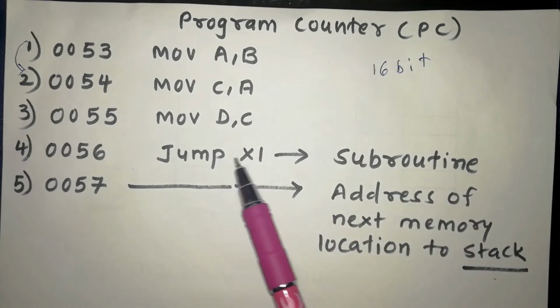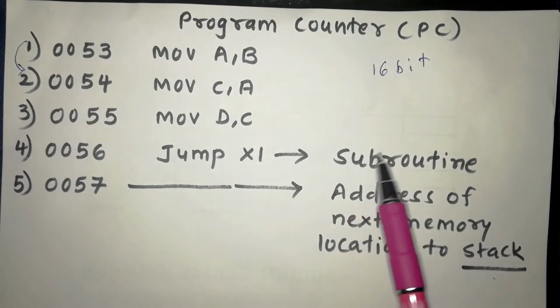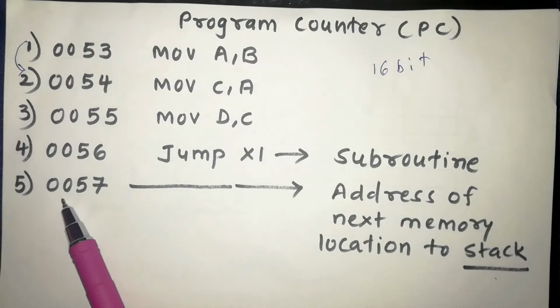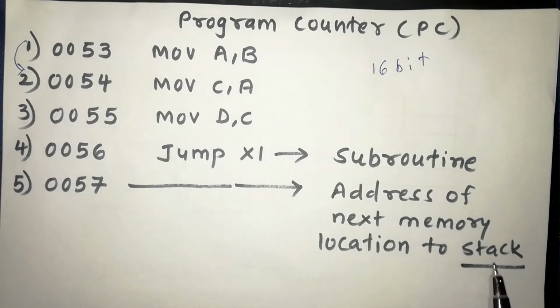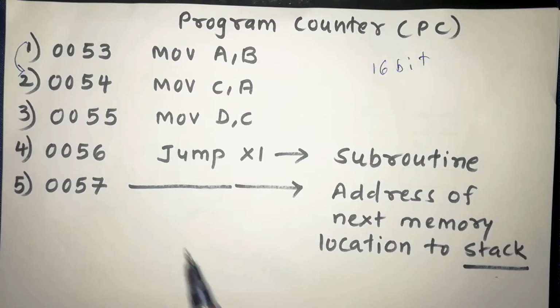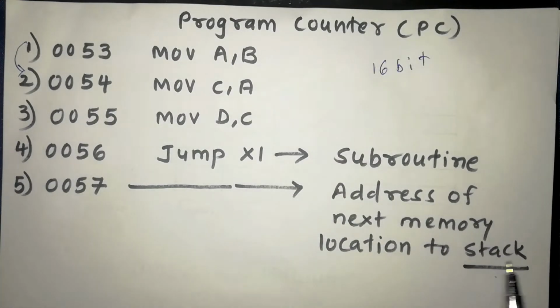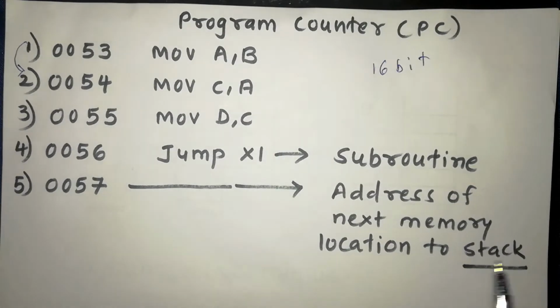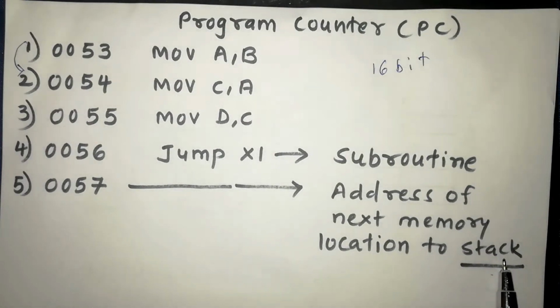So program counter will go for the subroutine, but before going to the subroutine, it will store the next memory address into a stack. The next memory address is 0057. This is a 16-bit address which will get stored in a stack. Stack is a special purpose register which is also a 16-bit register. It is a part of random access memory.